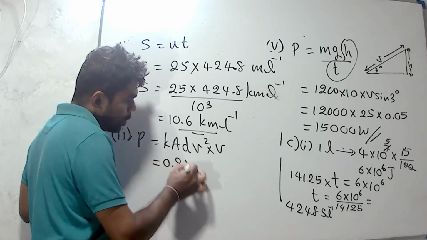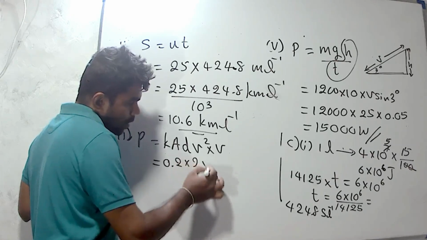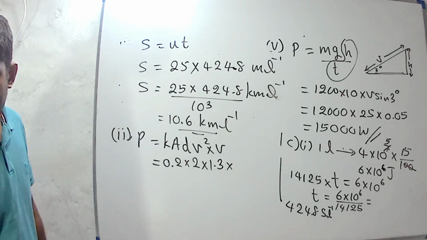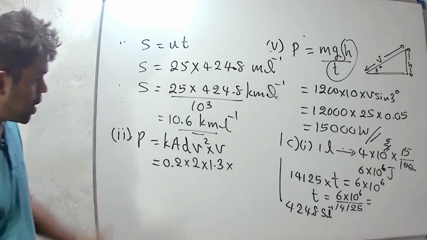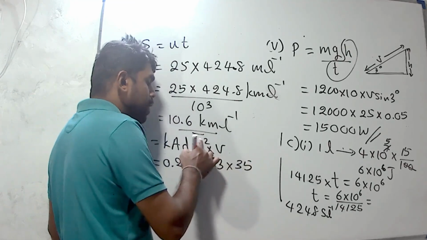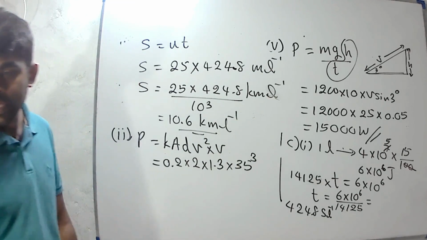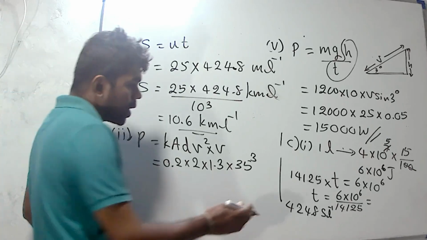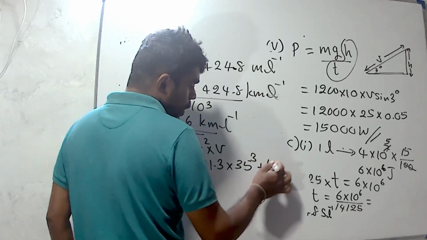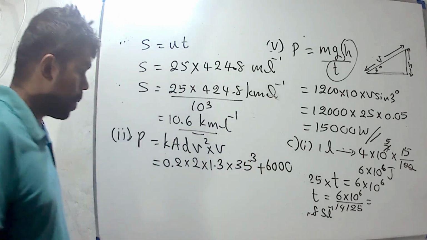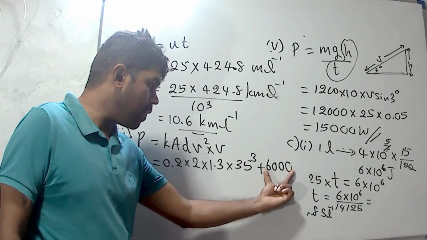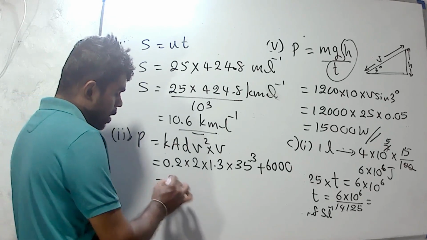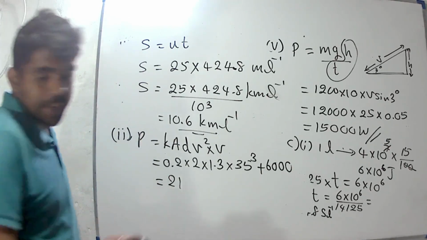K value 0.2, area 2, d 1.3. Now the velocity of the vehicle relative to the wind is 35. Then 35 to the power 2 multiplied by 35 means 35 to the power 3. We have to consider 6,000 watt. It is the power against the friction. And we can obtain the answer 21,925 watt.